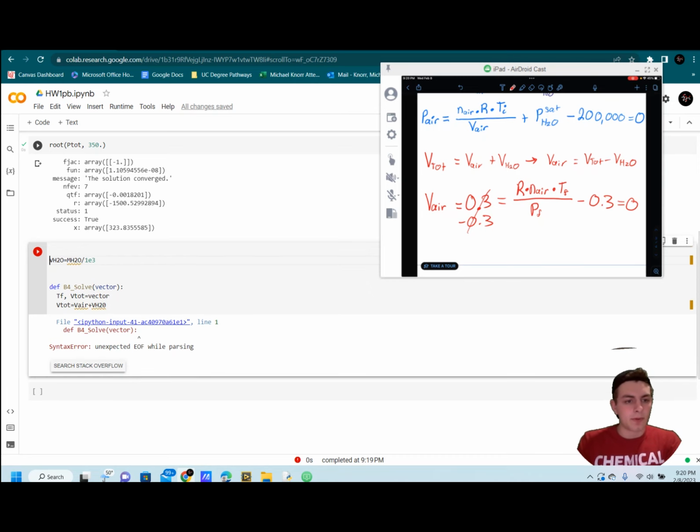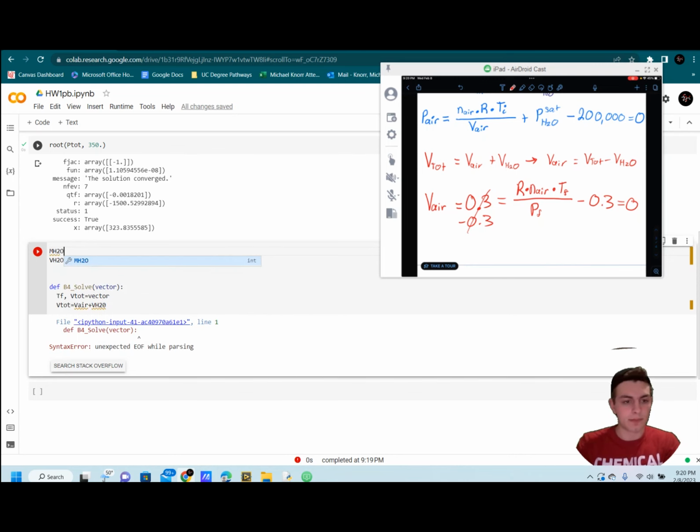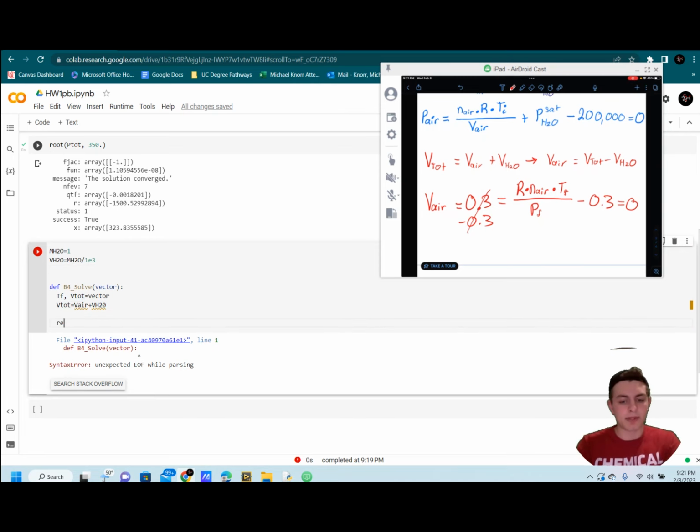Similarly, we're going to need to define the mass of the water then. And in this case, it will be 1 kilogram. Okay. So then, let's work backwards here and think about what we need to return.